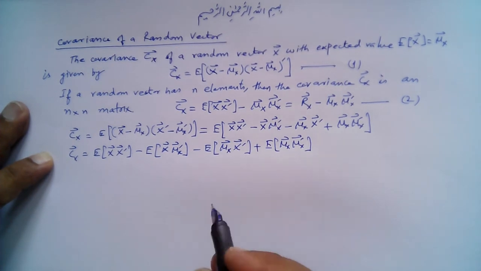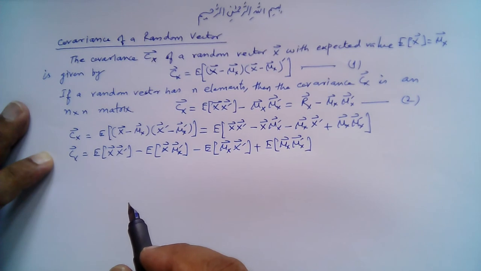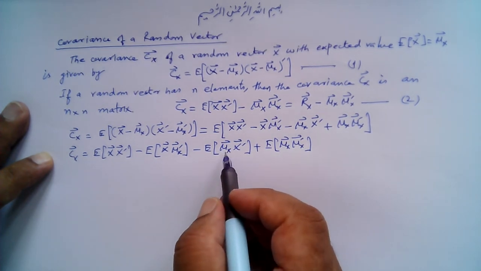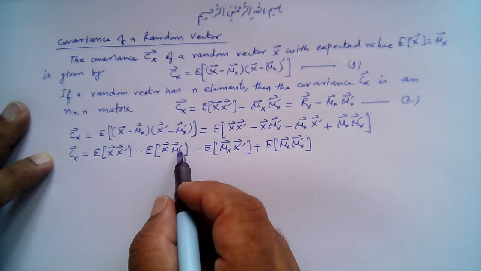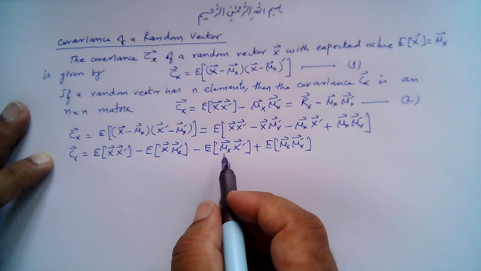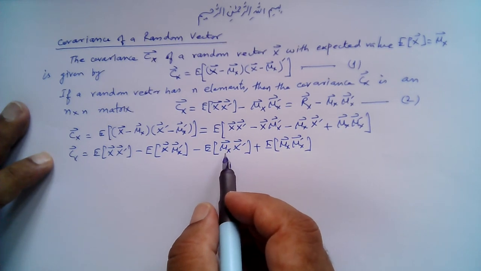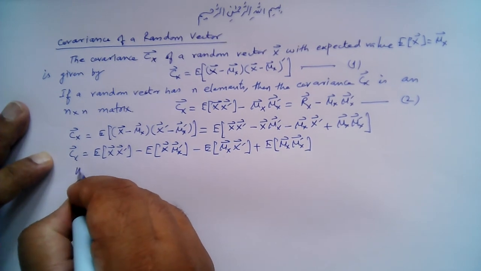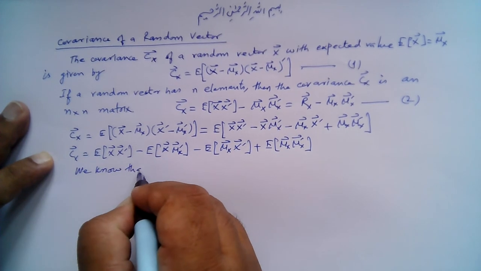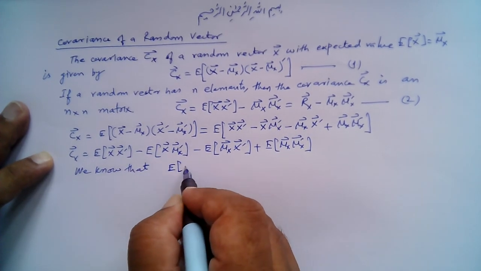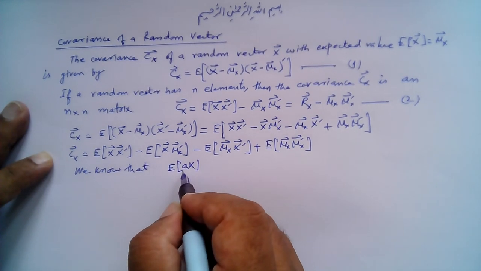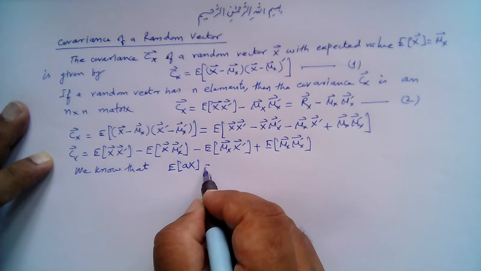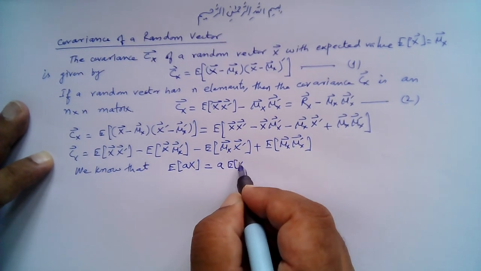But we know that the expected value of a random variable multiplied by a constant is equal to the constant multiplied by the expected value. Because you see that this mu X and mu X dash are constants. These are the expected values, so these are numbers. So these are constants. So using this relationship, we know that the expected value of a multiplied by X, where a is a constant and X is some random variable, is equal to a multiplied by the expected value of X, right?